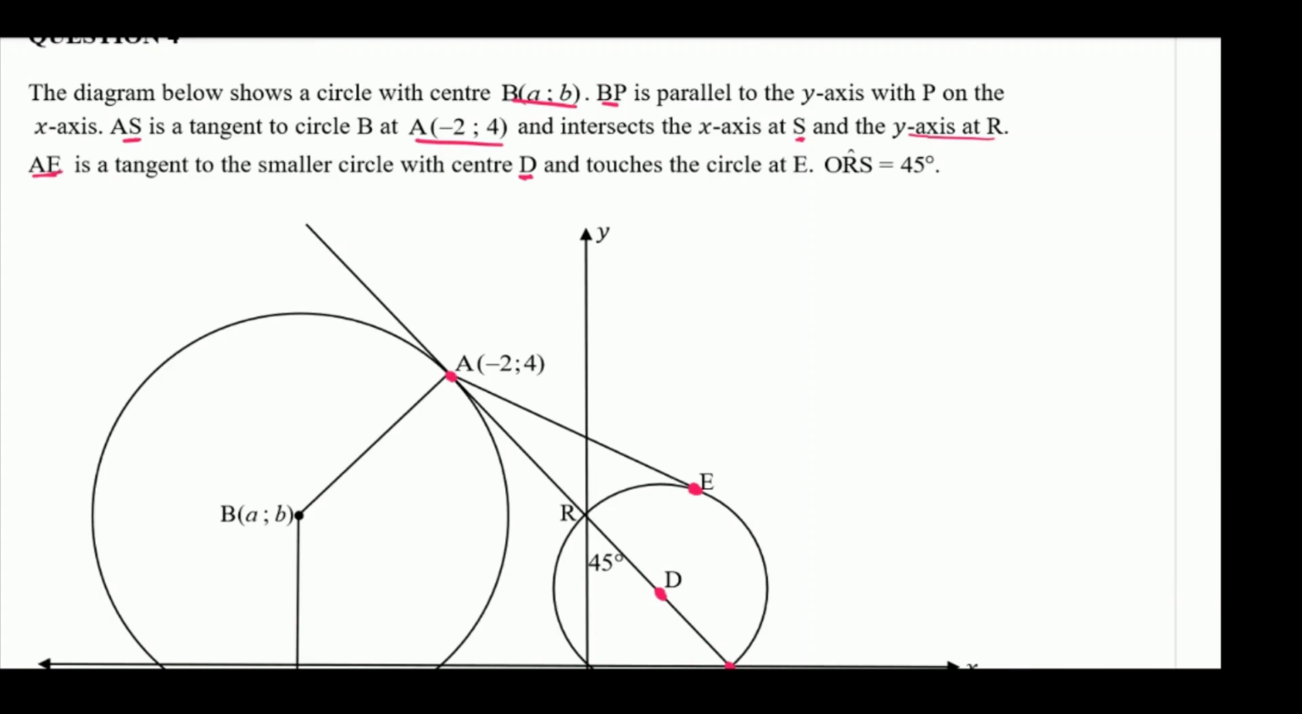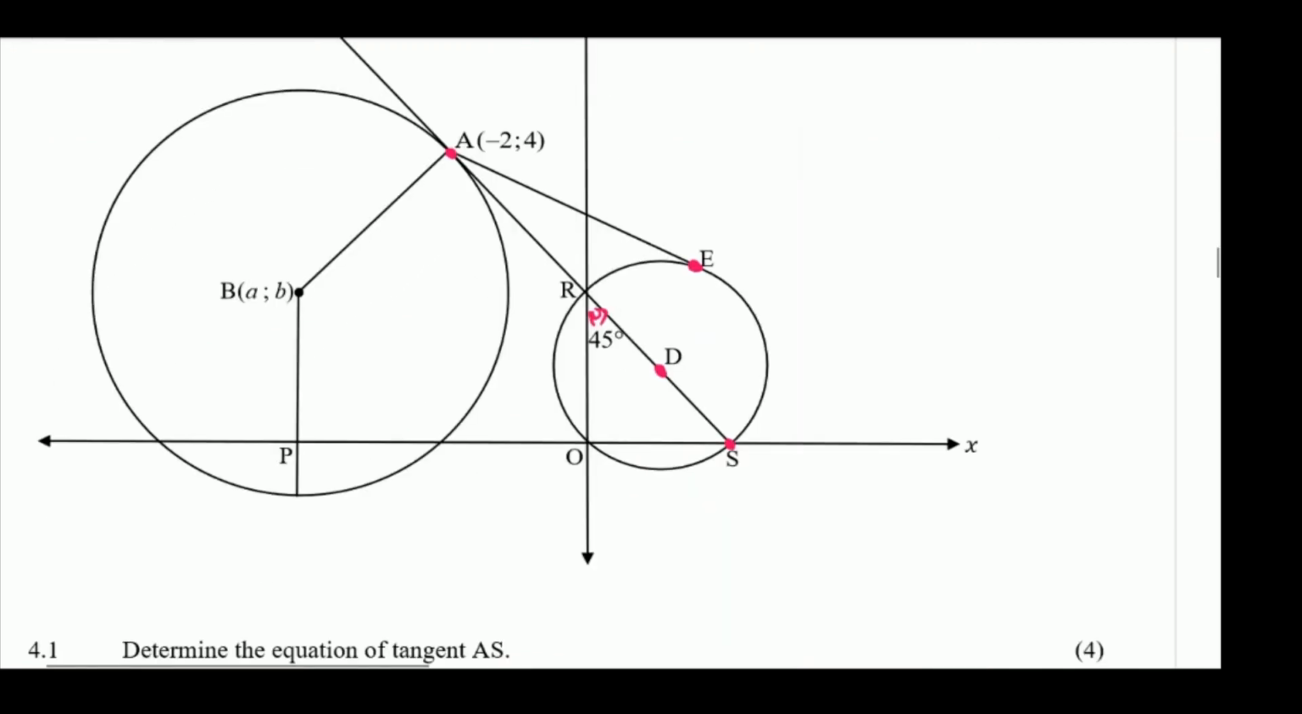ORS is equals to 45 degrees. So we are given that this angle here is equals to 45 degrees. Fine, so we're having our two circles here, and we're told all the tangents that lie in these two circles. This is a tangent for the bigger circle, and this is a tangent to the smaller circle, right?